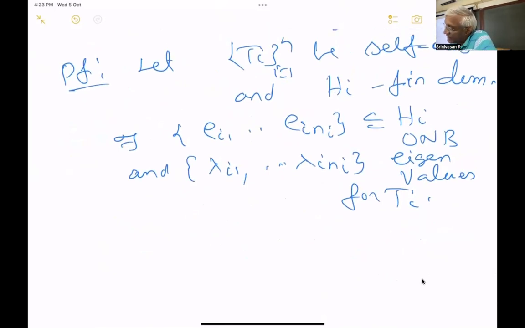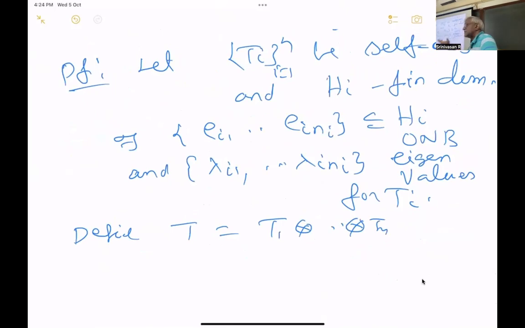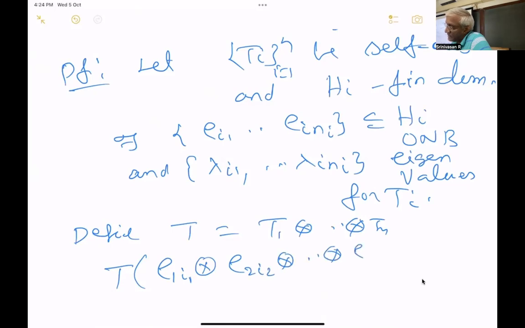Then we can define T equal to T1 tensor up to Tn. We know that the direct product of the orthonormal bases gives an orthonormal basis for the tensor product. So we define T acting on e_1i1 tensor e_2i2 tensor up to e_nin. There is some confusion about the notation, but it's okay, you understand what it means.